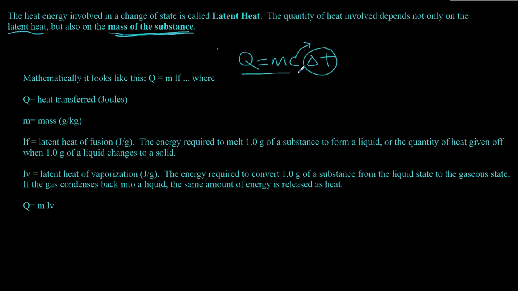When we're talking about using a latent heat formula, we aren't going to have a change in temperature, because what we're looking at is a change of state, and when something changes states, there is no temperature change from when the process begins until the process finishes. So let's flip over to this slide, and we have something that looks like this.